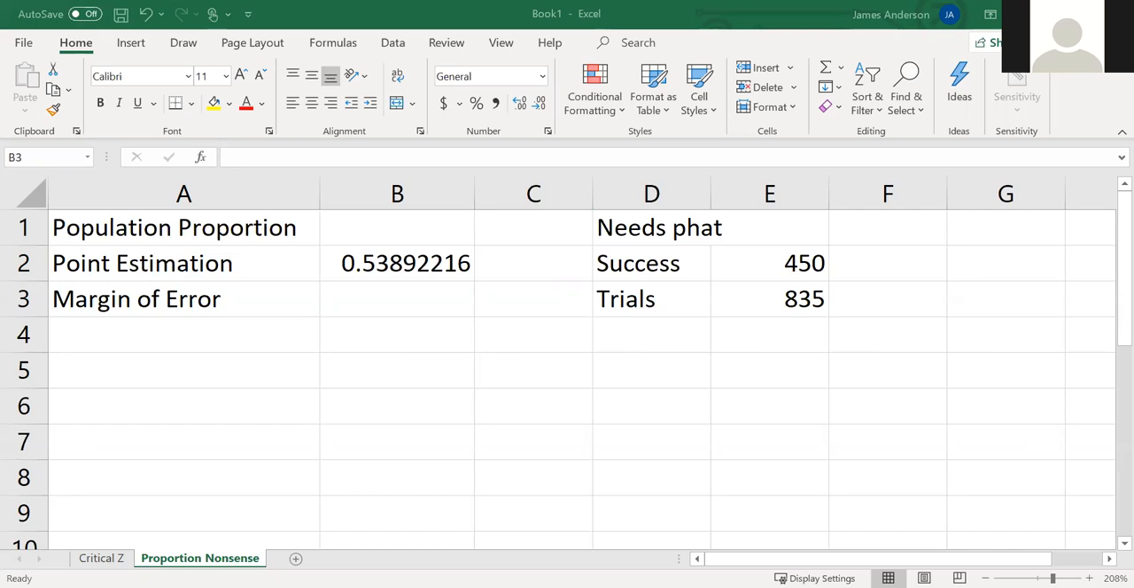Where's the formula? I'll just look it up. The textbook is terrible.